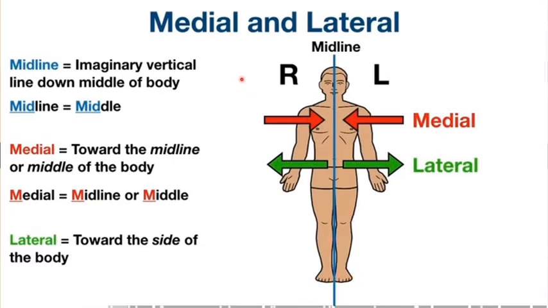Now I said that a medial structure is one that is towards this imaginary midline. Once it's more towards this midline, then it's medial. Once it's away from the midline, then it's lateral. Okay, so we'll look at a few examples.